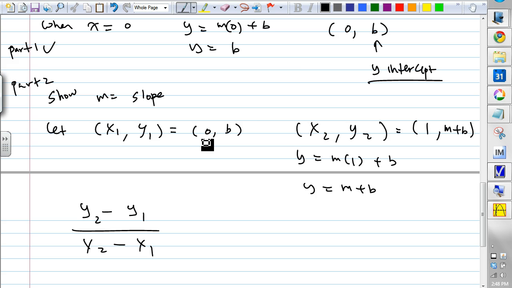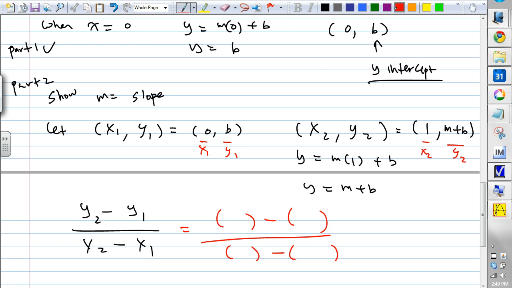And what is this called? This is my x sub 1, y sub 1. What's this? x sub 2, y sub 2. Somebody tell me what to plug in. Something minus something over something minus something. What goes in here, guys? Here we get b. Here we get m plus b. Would you not agree?